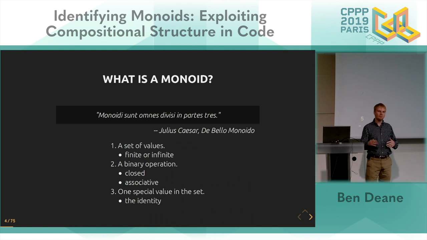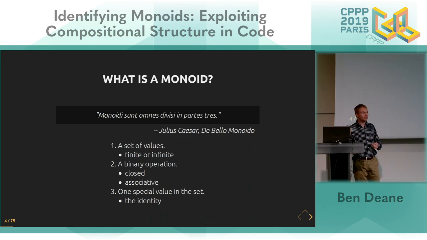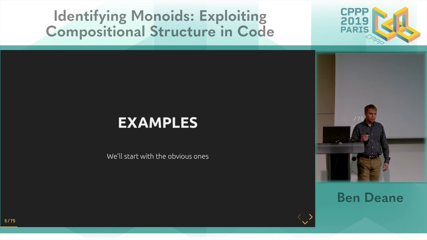So hopefully by the end of this talk, you can go and look at your own code, or maybe halfway through the talk, you'll be thinking about your own code and thinking, wow, I recognize that pattern. So that's my goal, to build a sense for spotting monoids in the wild, an intuition for knowing where they might be lurking. So we'll start obvious.